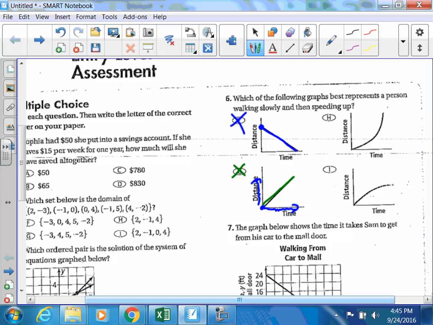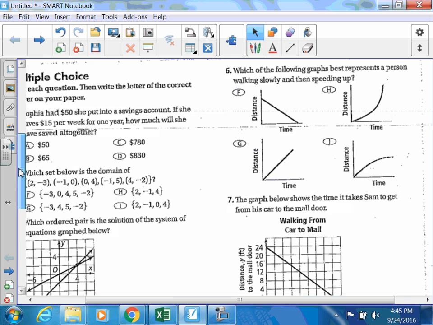H, as time goes by, the distance they've walked is increasing. But it's increasing faster and faster. And so now, as time goes by, their distance is increasing quite quickly. Now they're sprinting. So H is going to be your answer here.